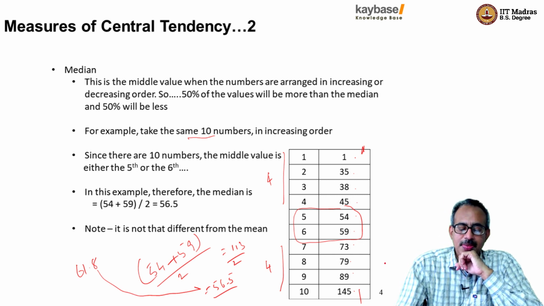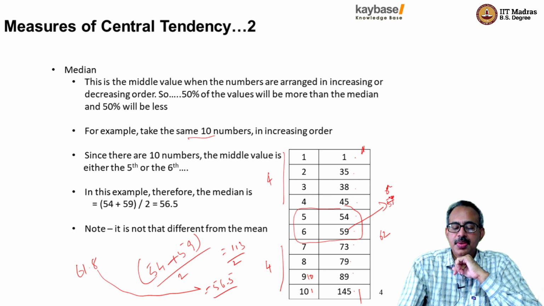So if there was an 11th value here, which is just for example 62, then all the order would have changed. This would have become 11. This would have become 10, right, and so on and so forth. Then what will the median be? 59 would be the median. Excellent. The sixth value, 59, would be the median. Yes, perfect. You have understood the concept.